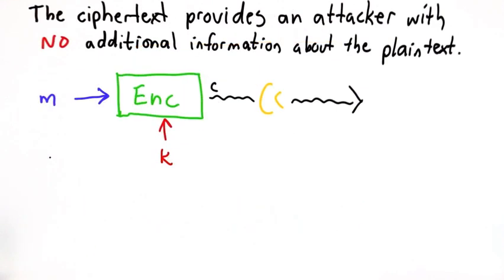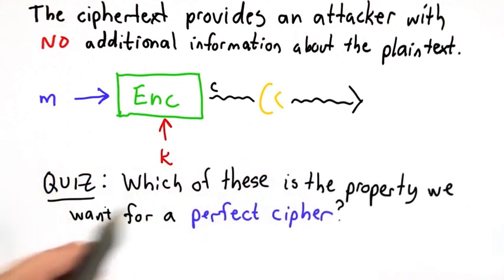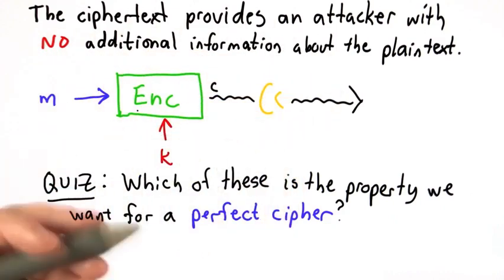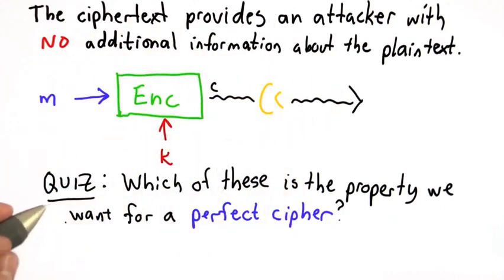If you followed the definition of conditional probability, you should be able to decide how to define that formally. So we'll make that a quiz. The question is, which of these is the property that we want in order for a cipher to be perfect? That is, to have this property that the ciphertext reveals no information about the plaintext.